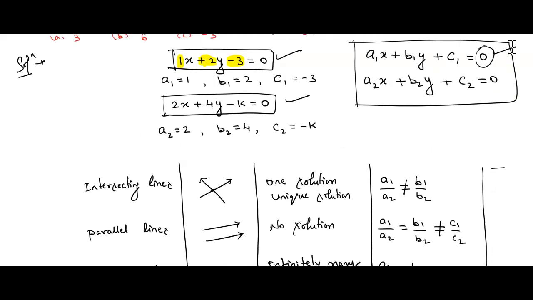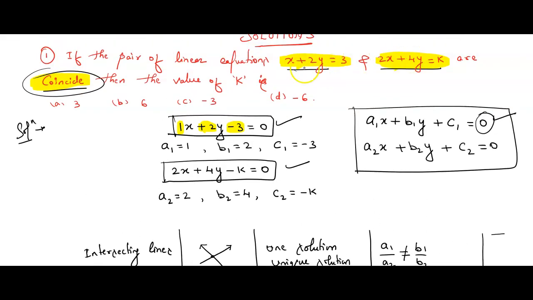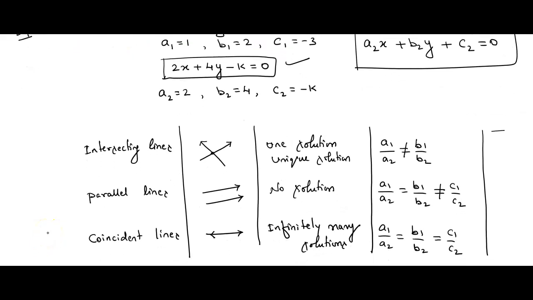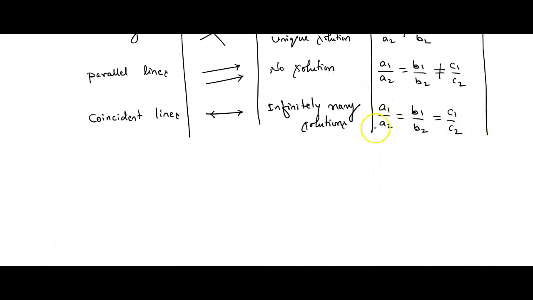Now, as per the given problem, they have given A1, B1, C1, A2, B2, C2. The question says that both the lines are coincident lines. If both the lines are coincident lines, what can we tell, children? What is the condition? A1 by A2 equals B1 by B2 equals C1 by C2. Correct? Understood? All the ratios are equal.